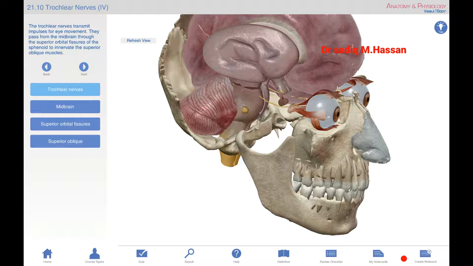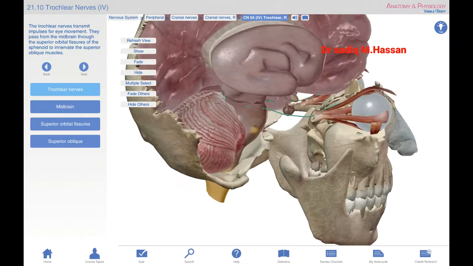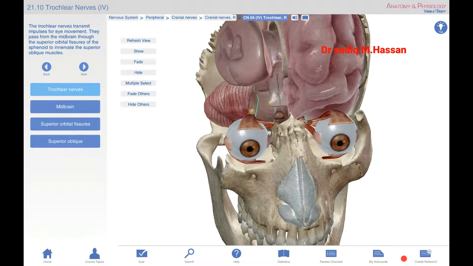four, trochlear. As we see, it is a nerve, and the highlight is again here. This is number six, five, four. This is number four. It supplies the superior oblique muscle. It supplies only one muscle, only one nerve. So that is that nerve.